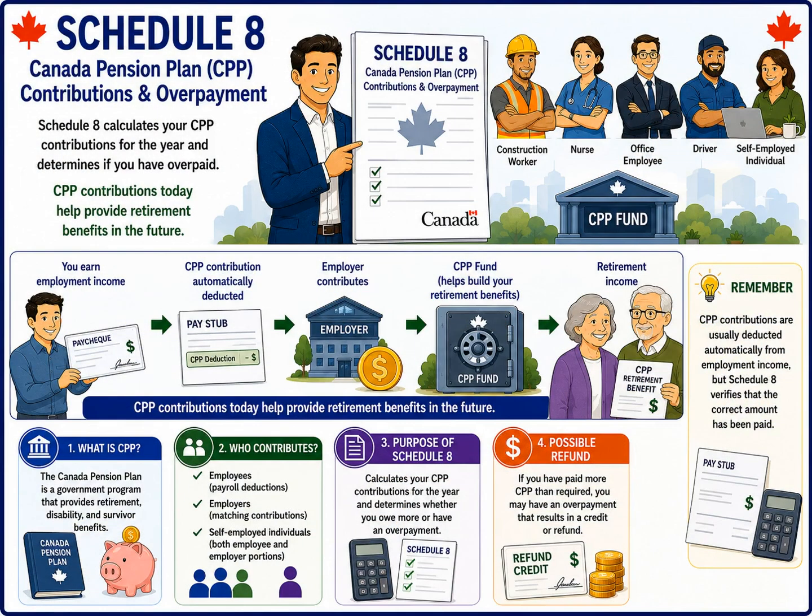Now let's begin our discussion of Schedule 8, which is used to calculate Canada Pension Plan, or CPP, contributions and identify any CPP overpayments for the tax year. The Canada Pension Plan is a government-sponsored pension program that helps provide financial support during retirement. In addition to retirement pensions, CPP also provides disability benefits, survivor benefits, and benefits for eligible children of contributors. Most individuals who earn employment or self-employment income in Canada contribute to this program during their working years.